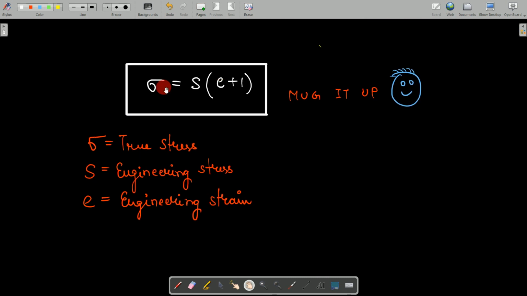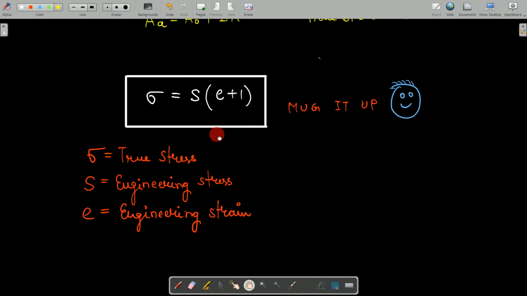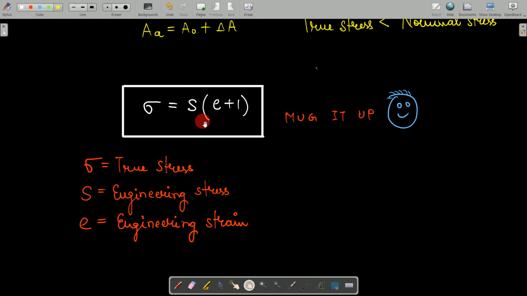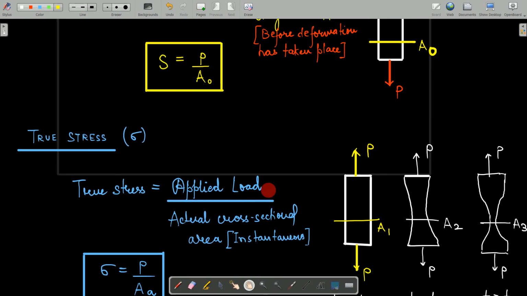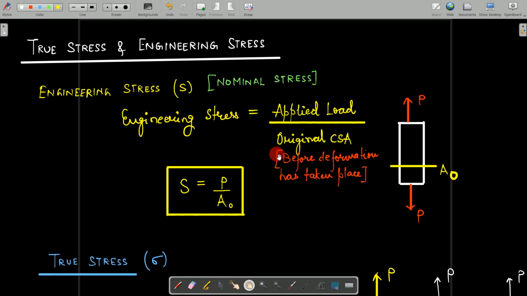Whether you understand this or not doesn't matter at all, but you have to memorize it for scoring better. Okay, so since we have learned all this, that is true stress and engineering stress, true strain we will learn in the next lecture. So here we discussed true stress and engineering stress.